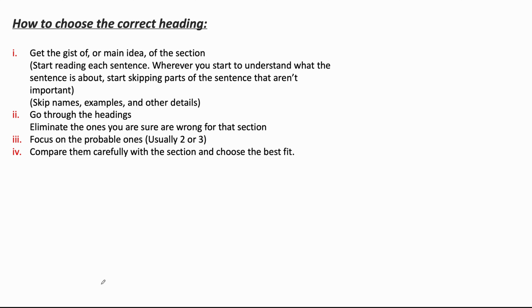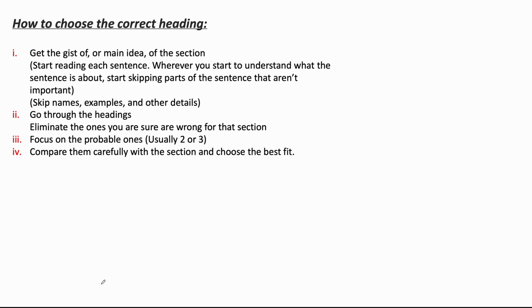One way to do this is to start reading each sentence. Wherever it starts making sense or wherever you feel you understand what the sentence is about, start skipping parts of the sentence that are not important. Skip names, examples, and other details. Then go through the headings, read each heading carefully, and think about what it suggests.